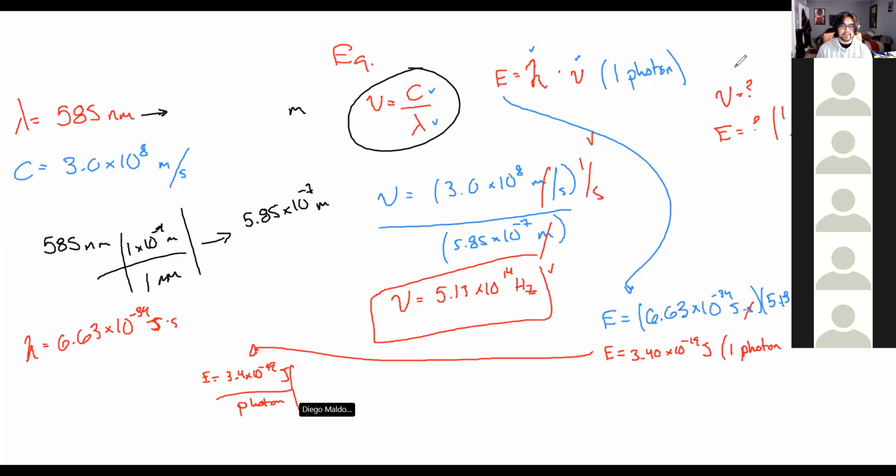How do you guys think we can convert this to a mole of photons? Multiply by Avogadro's number? Yes, we would multiply by Avogadro's number. So let's multiply by Avogadro: 6.022 times 10 to the 24th photons in 1 mole of photons. So what energy do we get?